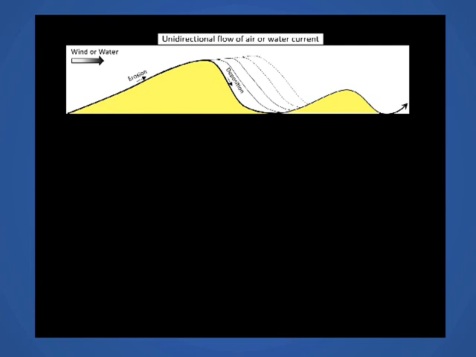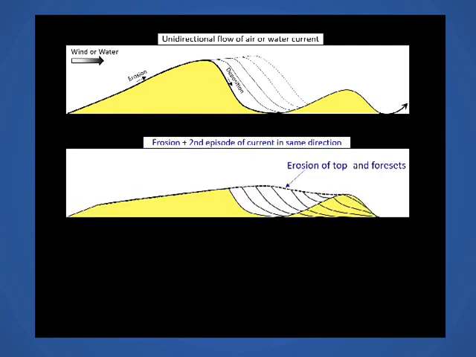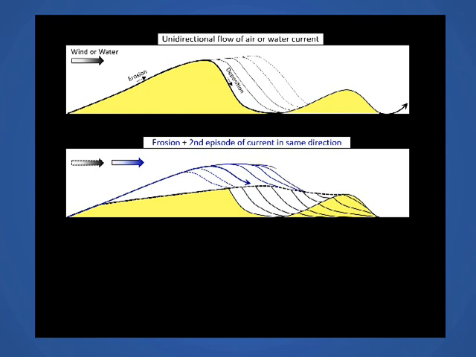crossbed. Now, if you subject this to, let's say, an episode of erosion, imagine chopping off the upper half of this, and then you have another cycle of current flowing in the same direction from left to right. That would be the blue arrow. Now that deposits another set of crossbeds. You can actually see the difference in the dip angles.